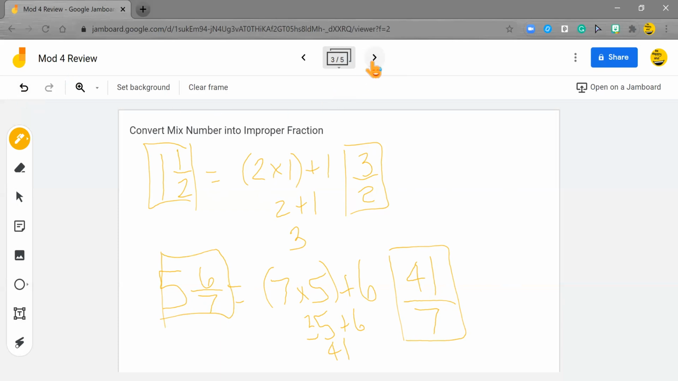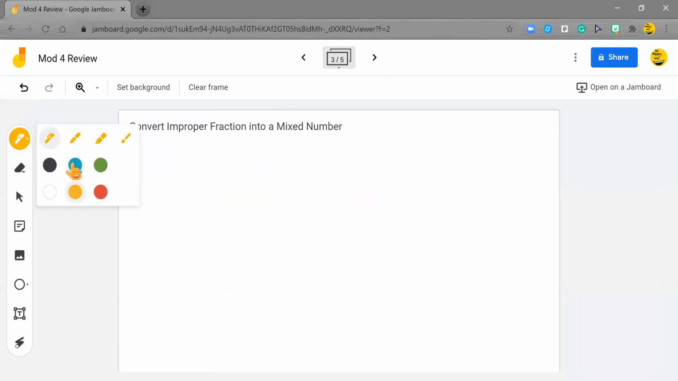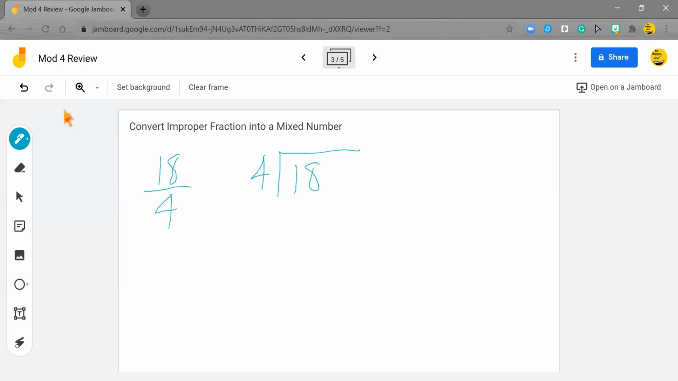Now we're going to do the other way, where we're going to start off with an improper fraction and work our way to a mixed number. So say I have 18 over 4. Okay, so this is where I need to see. So I'm going to do it this way. I take my denominator, make it the divisor, and I make my dividend my numerator. And now I write my multiples for 4. 4, 8, 12, 16, 20. I see that 20 is there.